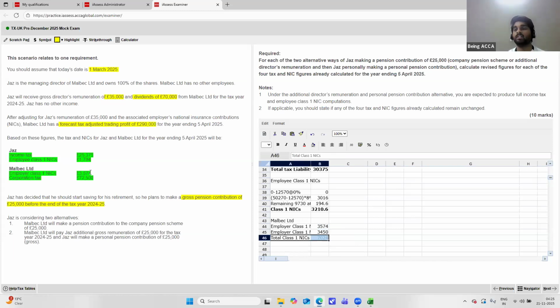Simple, because it is only on the additional 25,000 that you will be charging class 1 NICs for the employer. So that is how you're calculating it, and that gives you a total of 7,024. Okay, this is also now calculated.